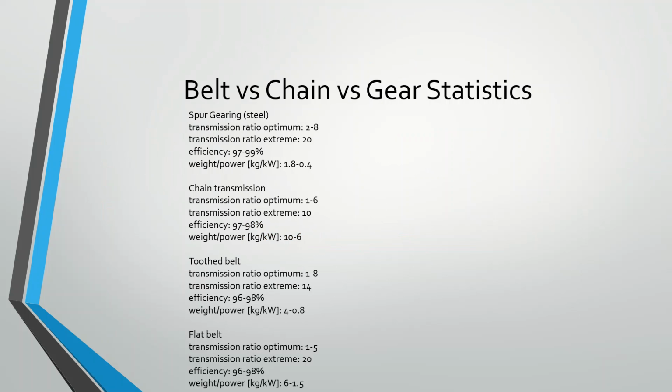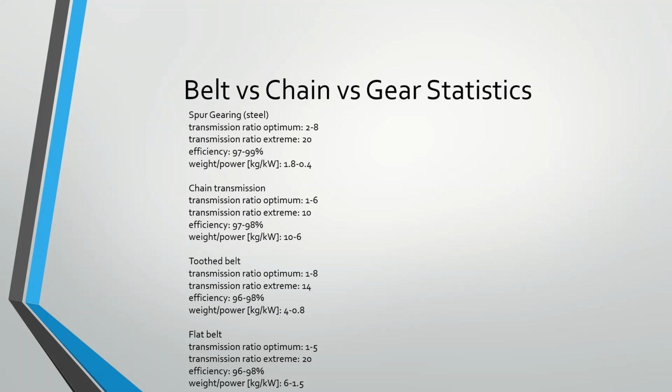Alright, so here are a couple of statistics I can give you for comparison of chains, belts, and gears. A typical spur gear has a transmission ratio optimum between 2 and 8. It can be up to 20, and it has a very high efficiency. Notice 97 to 99%. Power to weight ratio can be upwards of 1.8 to 0.4 kilograms per kilowatt.